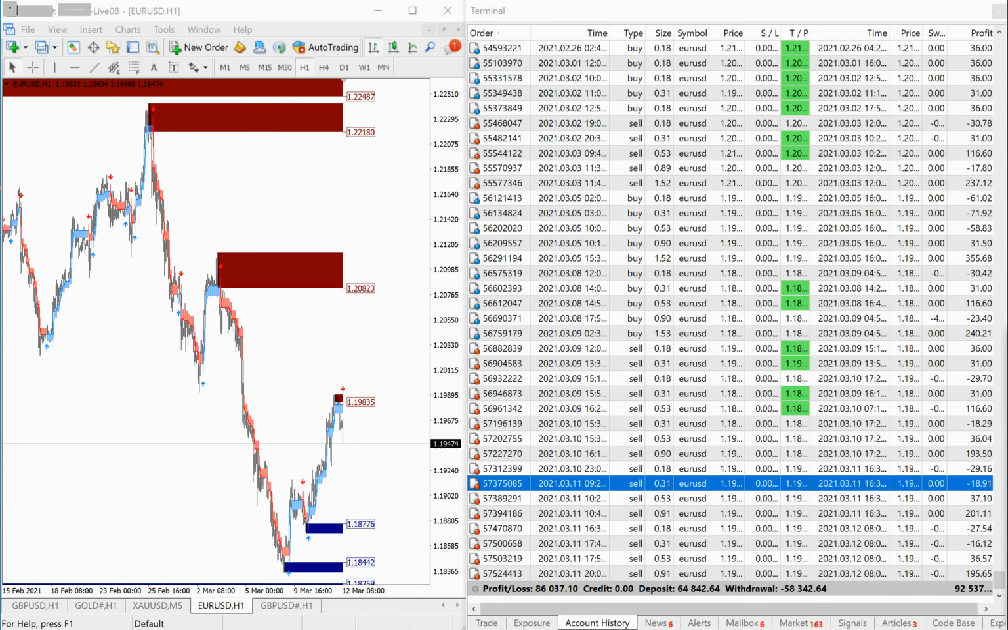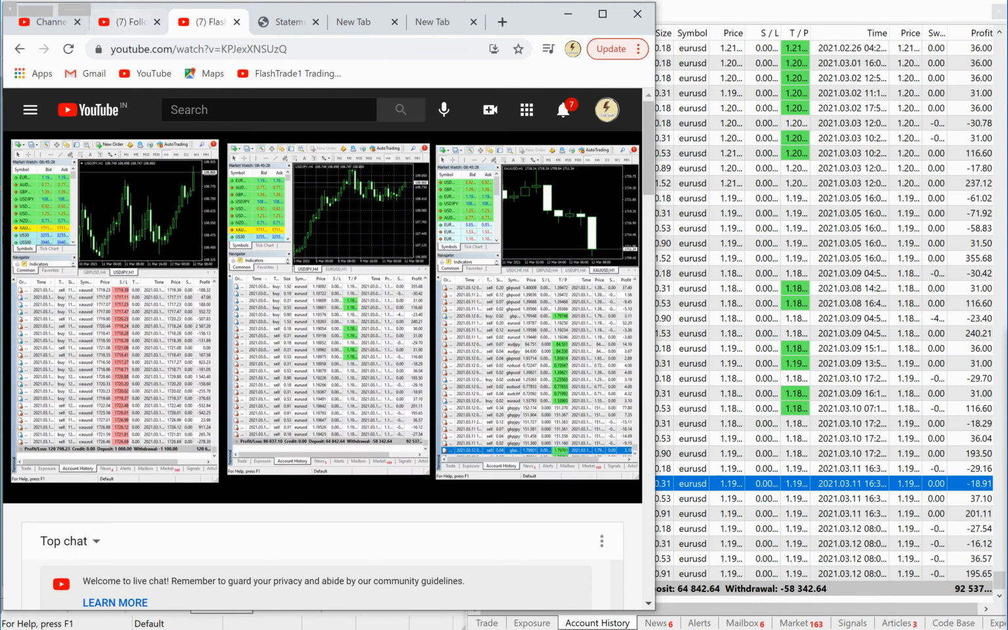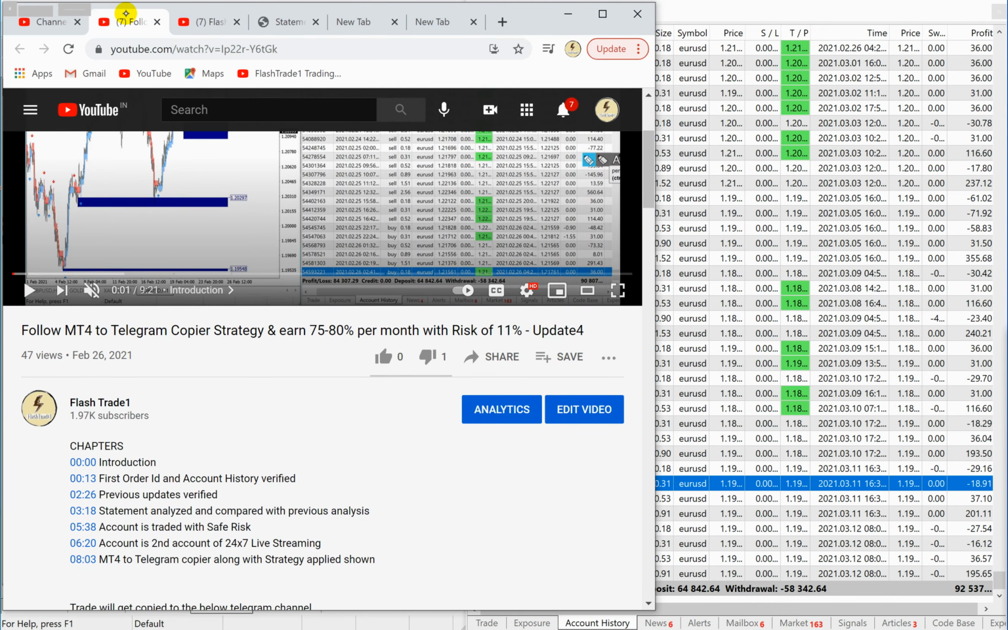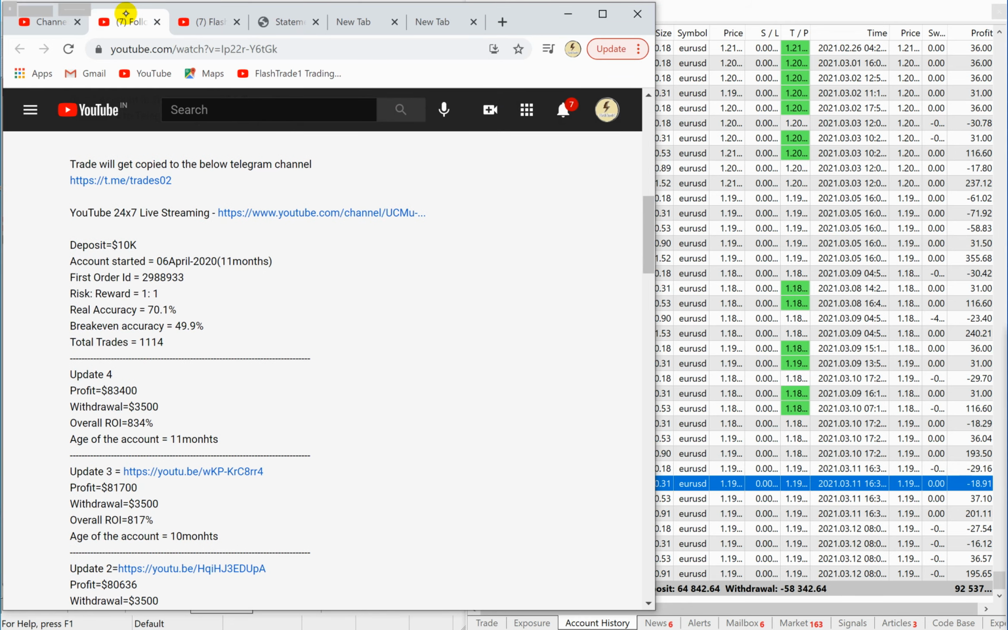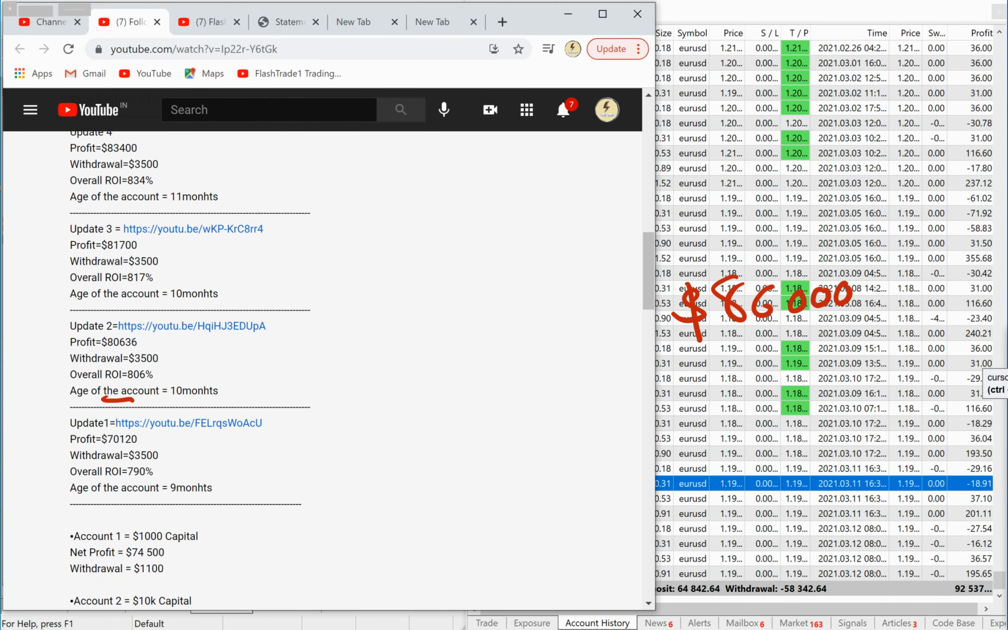We'll see the previous 4 updates of this account, and you can see that this was the 4th update of this account, made on 26th of February 2021. So after 14 days I'm updating this account. During the 4th update the profit on the account was $83,400. As of now it has increased to $86,000, and in all the previous 4 updates you can verify the first order ID of this account which I've shown in this video, and verify that the account I'm showing now and the account I've shown in the previous 4 updates are all the same.